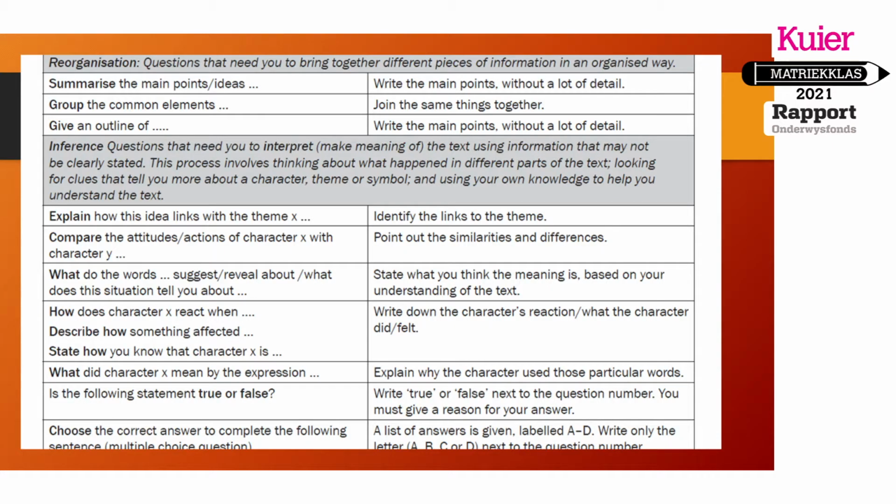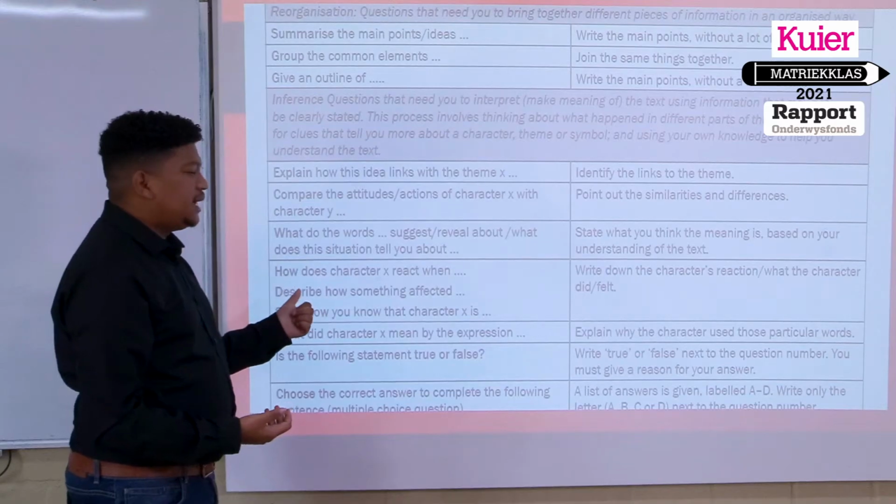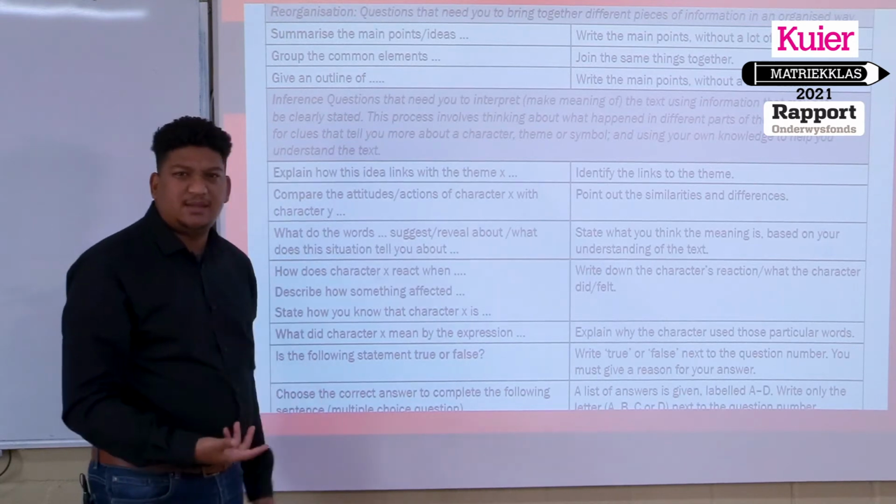Right, the next level speaks to inference. This is on how we interpret, make meaning of. Questions here are such as: explain how this idea links with this and that, compare the attitudes or actions, what do the words suggest. Another question that I can think of is why is emphasis placed on this, etc. How does the character react when described as something affected? Now, very important, you will find that in this it speaks about characters.